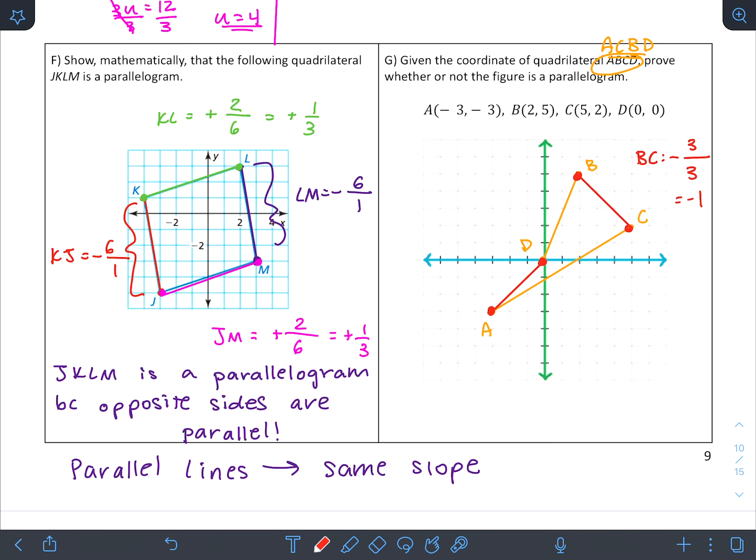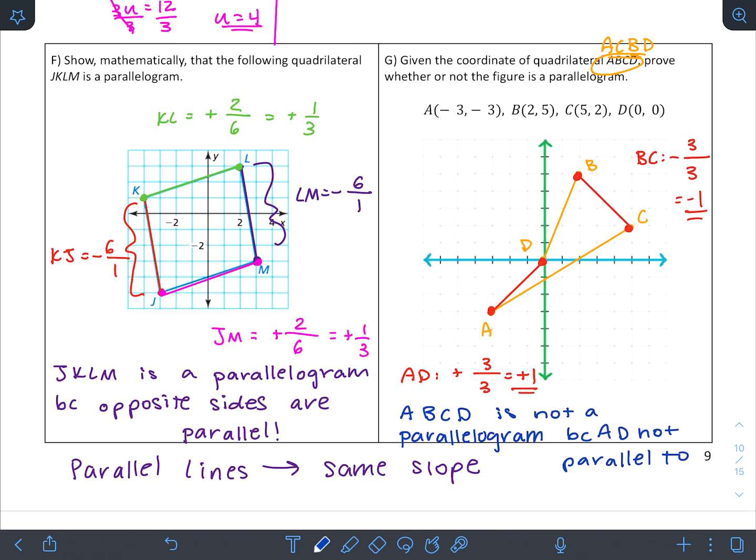If this was a parallelogram, the opposite side, AD, would also have to be -1. Let's check it out. The slope of AD is positive overall, so that's already different. There's still a rise of 3 and a run of 3, so it reduces to +1. But again, these must match if that was a parallelogram. So we can say, okay, definitively, ABCD is not a parallelogram because AD is not parallel to BC. And that would be enough of a reason.